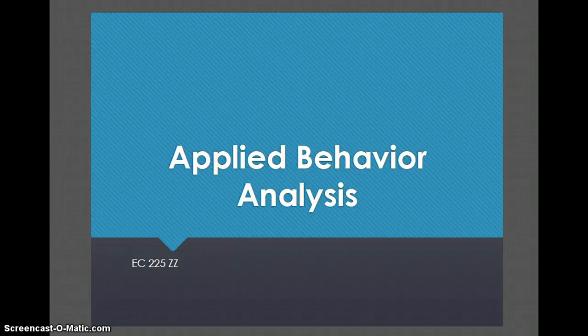This week we're going to be talking about Applied Behavior Analysis, or ABA as it's typically called. ABA is an intervention strategy. It's a teaching strategy that's used typically with children who are on the autism spectrum. And the reason we're going to spend some time looking at it this week is because it's becoming very common and very widespread.